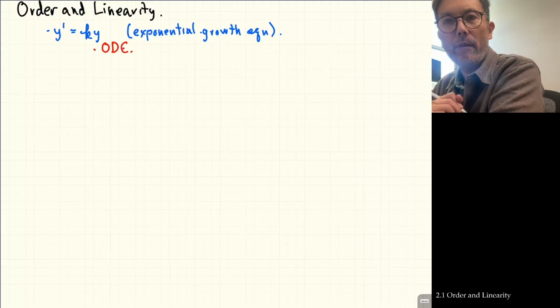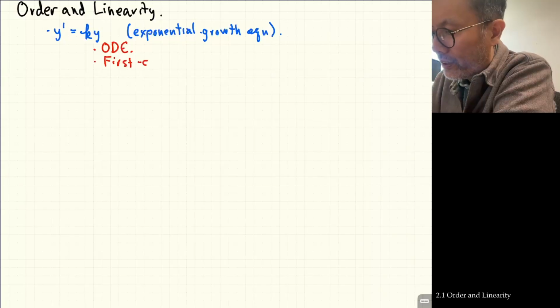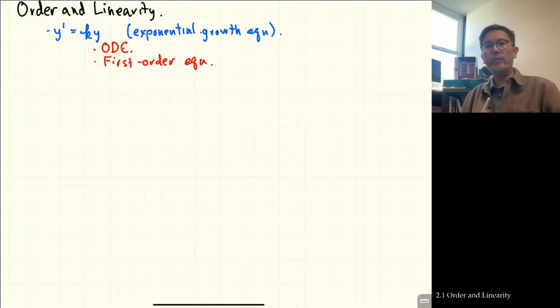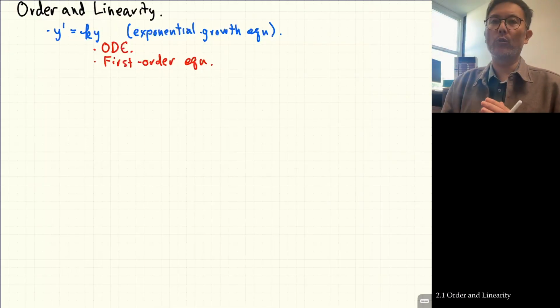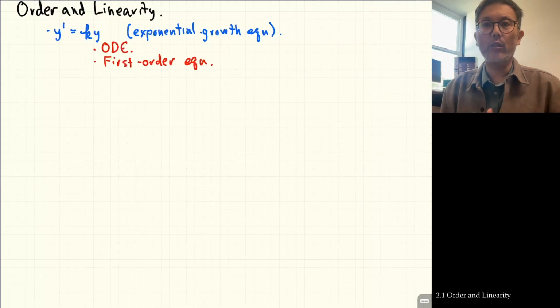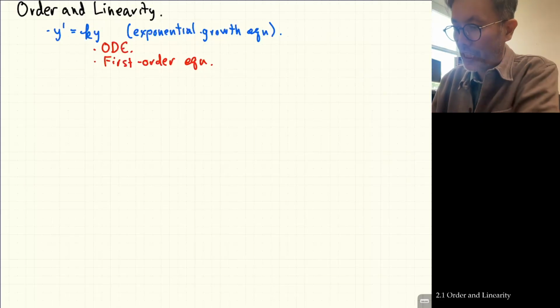But we can also say about this equation that it's a first order equation. This is the notion that I want to get at today in this video, or one of the notions. It's a first order equation because it only involves the first derivative of y. No second derivatives in sight in this equation.